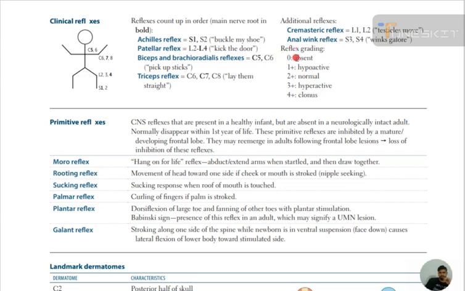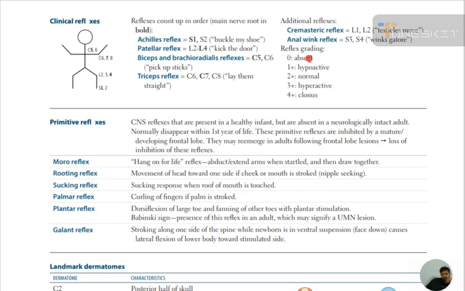Reflex grading. If the reflex is absent, then it is graded as 0. If hypoactive, 1. If normal, 2. If hyperactive, then 3. If clonus is present, then it is 4 plus.